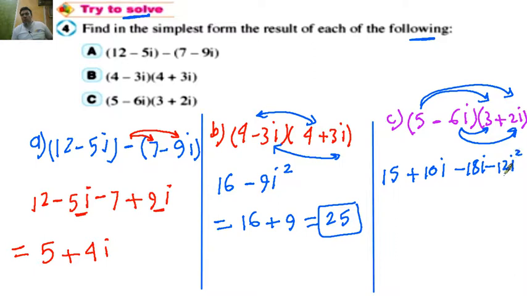Then we mentioned i squared equals negative 1. Negative 1 times negative 12 equals positive 12. Here positive 12. 12 plus 15 equals 27. That is the real part. The imaginary part, 10 minus 18 equals negative 8i. That is the result, 27 minus 8i.